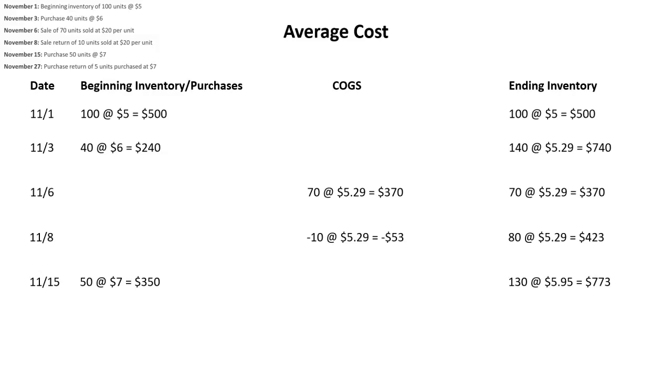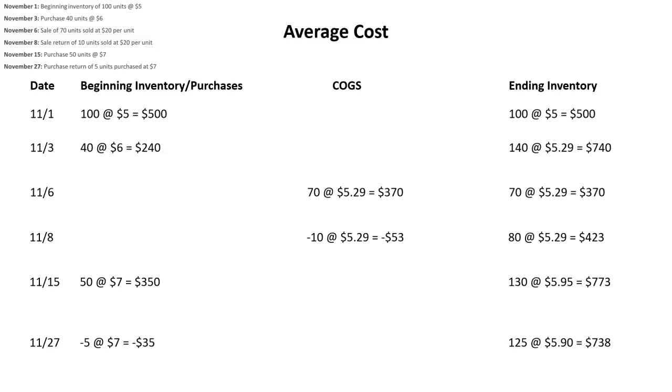Then a purchase return rolls around here on the 27th. We are going to write it out the same way over in our purchases column like we have for FIFO and LIFO. What changes is what we see over there in ending inventory. We have to update the number of units that we have. So if we had 130 and then returned 5 units back to whoever we bought them from, now we only have 125 left.